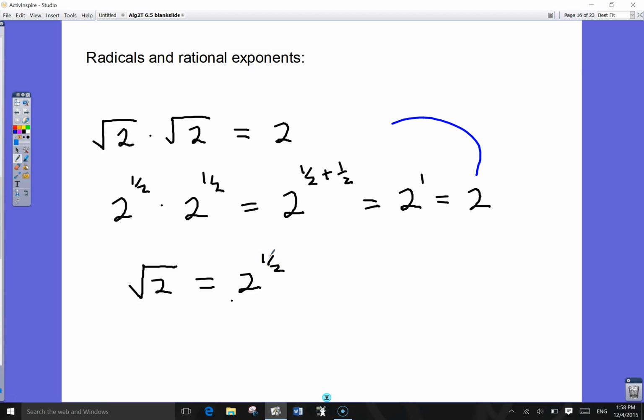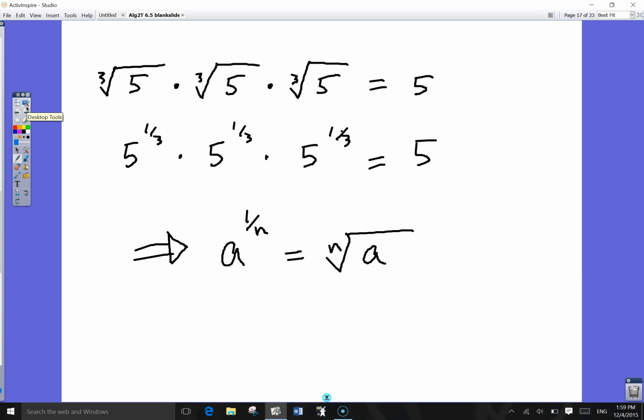Right, that's just two different ways to write it. 2 to the 1/2 means the square root of 2. Or the cube root of 5, right? The cube root of 5 times the cube root of 5 times the cube root of 5 is 5. Well, also 5 to the 1/3 times 5 to the 1/3 times 5 to the 1/3 is 5 because you just add the exponents and you get 1/3 plus 1/3 plus 1/3 is 1.